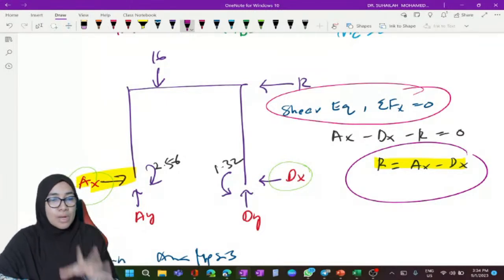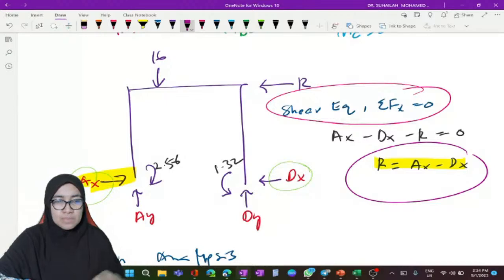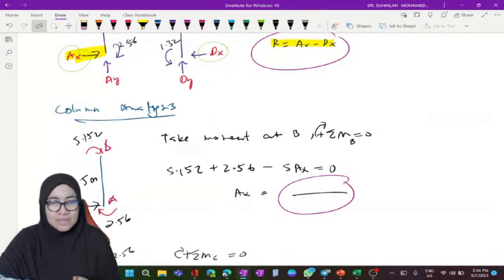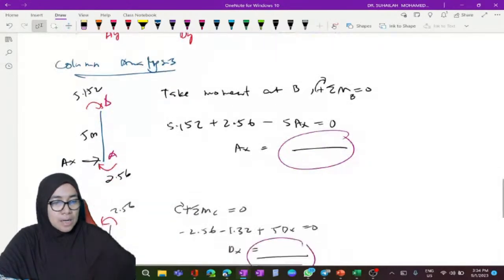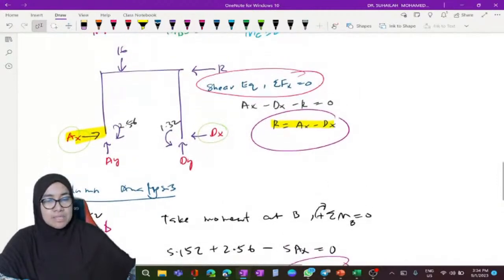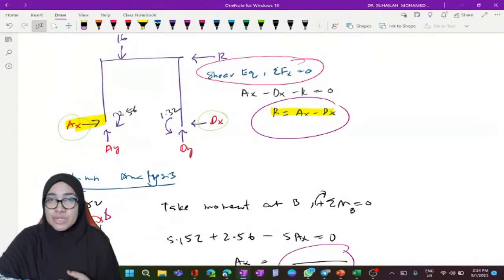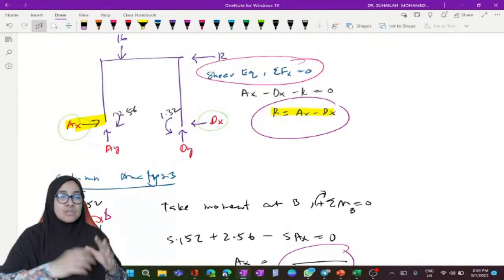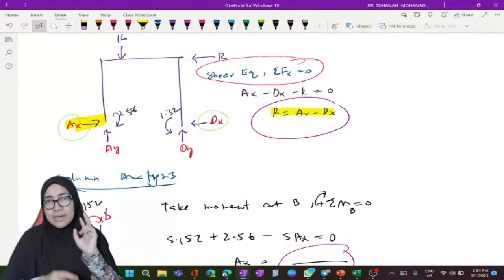I don't want to finish this because I want you to complete it. Please calculate what the AX value is and what the DX value is. Please calculate all of this and substitute into the shear equation, then calculate the restraining force R. So I want to stop right now. This is series number 2.